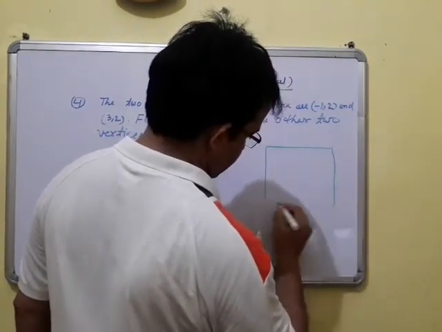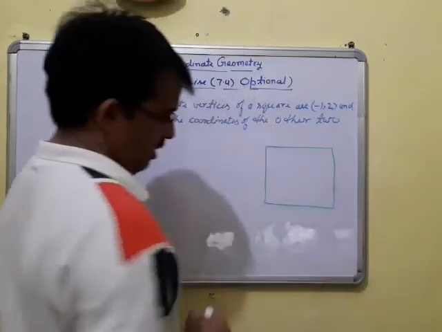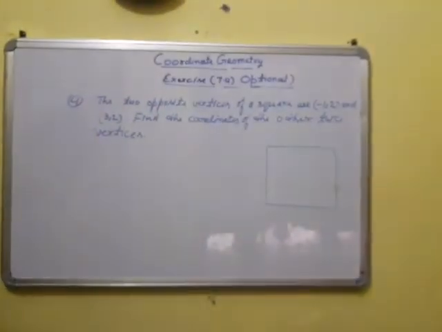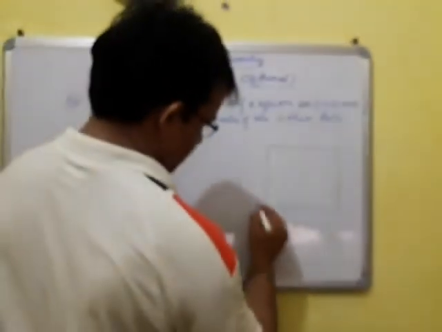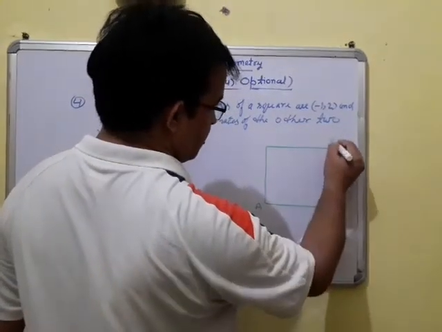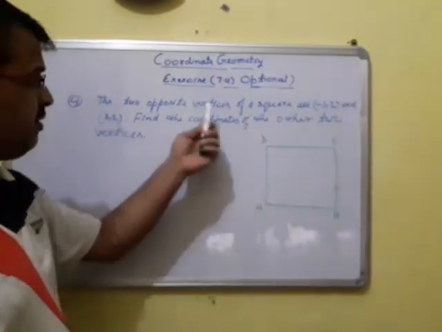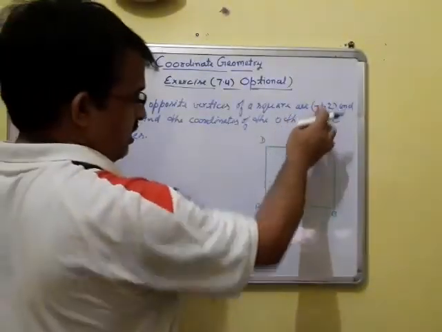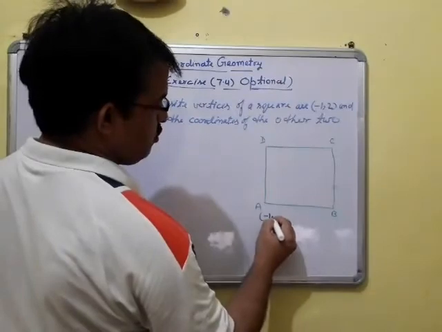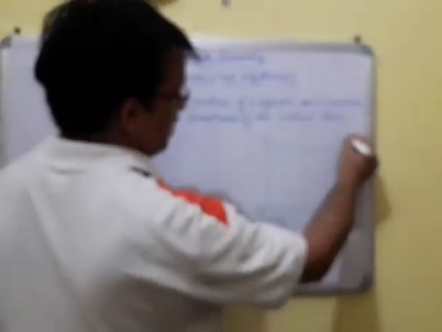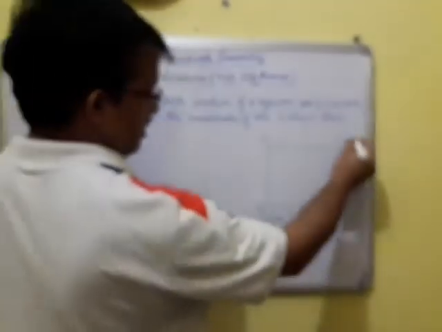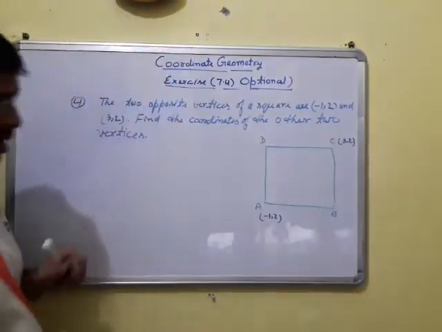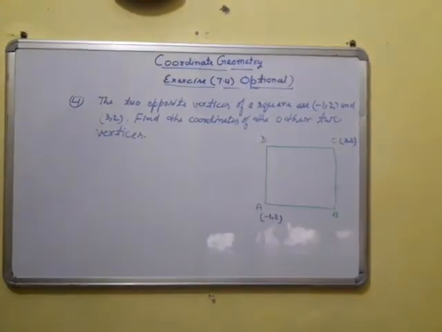Here, just like a square. The figure of the square is given with two opposite vertices. Let us name this A, B, C and D. Two opposite vertices are given. Let A have coordinates (-1, 2), and its opposite vertex C has coordinates (3, 2).